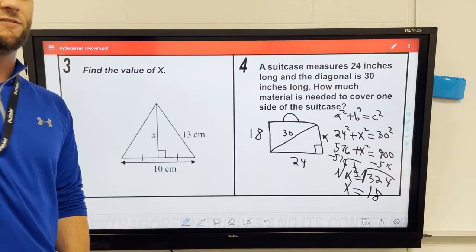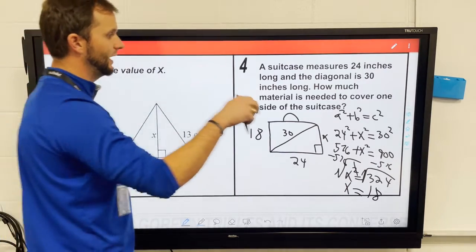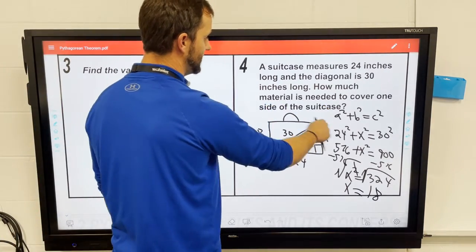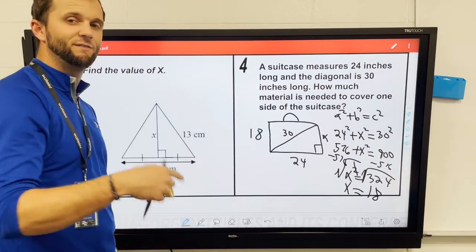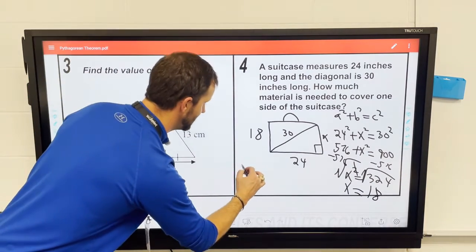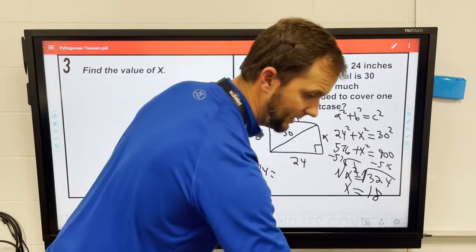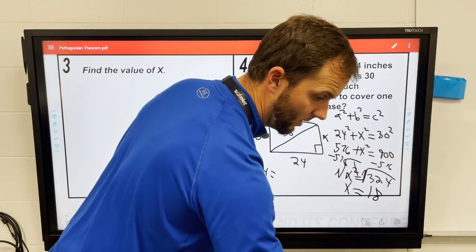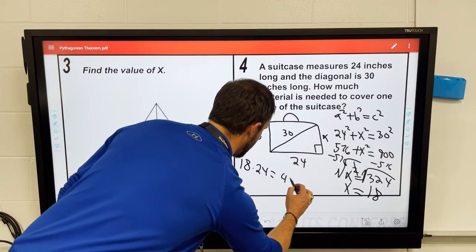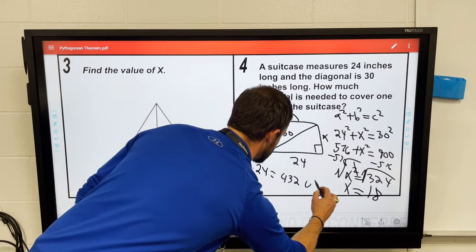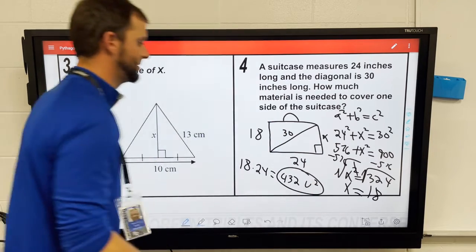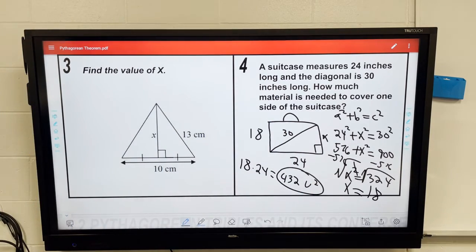But now that's not my final answer. In this example, it's saying I need to find how much material I need to cover the side of the suitcase. So I need to find area. So now I have to do 18 times 24. So 18 times 24 is going to give me 432, and that would be units squared, because that's how much material would end up having to cover that, okay?